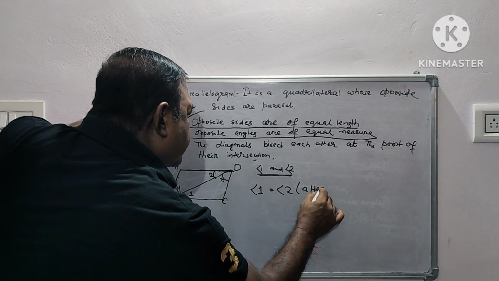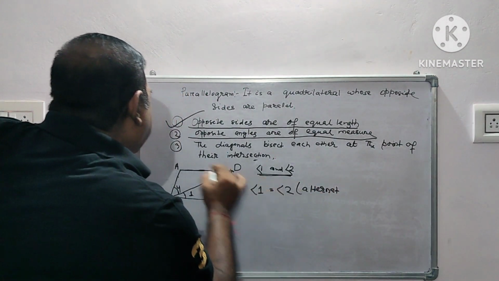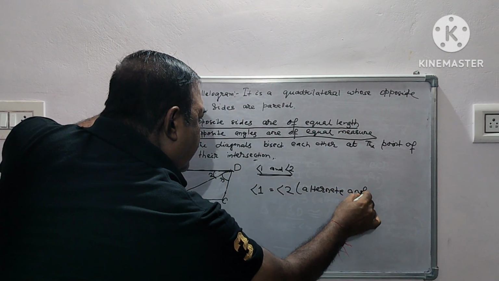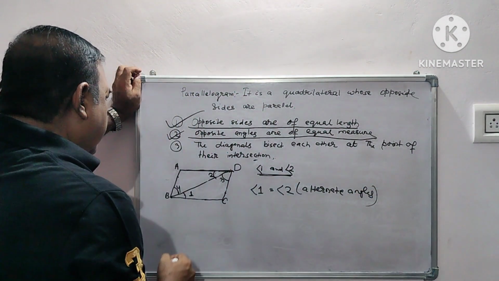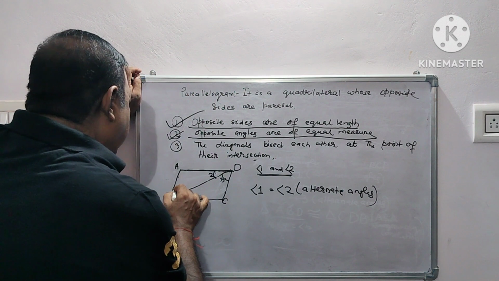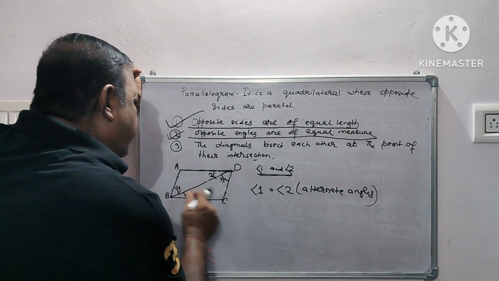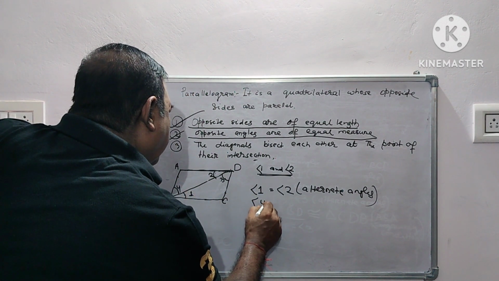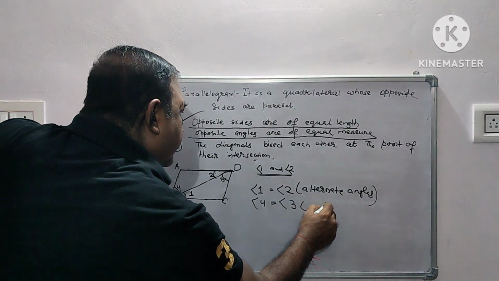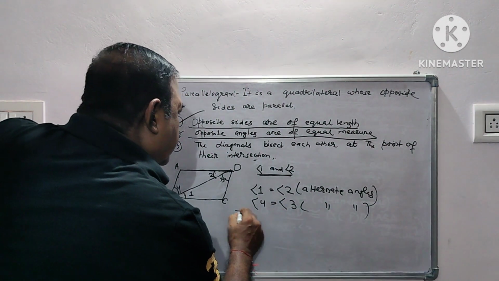Already we are now just proving the point 2. Alternate angles. And you see angle 4 or angle 3, it is equal to angle 4. So we may write like this: angle 4 measures equally with angle 3 due to alternate angles.